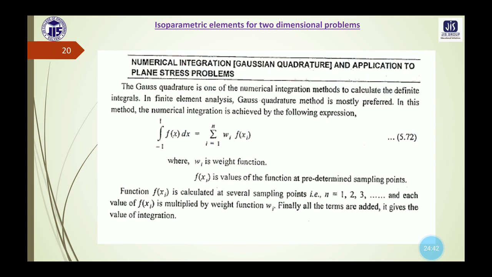Next we will discuss the numerical integration, that is Gaussian quadrature and its application to plane stress problems. Now this Gaussian or Gauss quadrature is one of the numerical integration methods to calculate the definite integral, and in finite element analysis this Gauss quadrature method is mostly preferred.